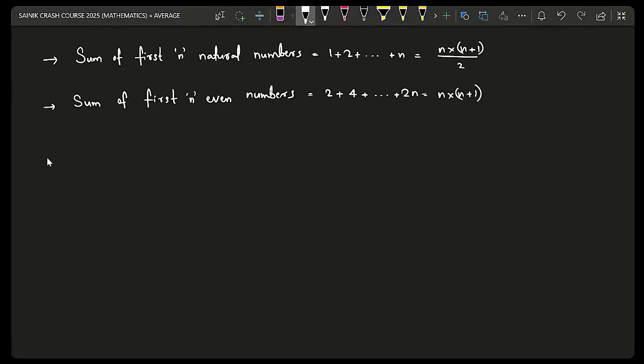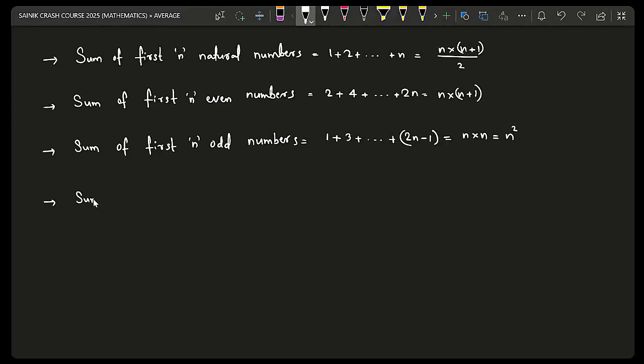Sum of the first n odd numbers is going to be: first odd number is 1, second odd number is 3, third odd number is 5, and so on up to the nth odd number, which is going to be 2n minus 1. If you add all of them, it's going to be n times n, or we can also say n square.